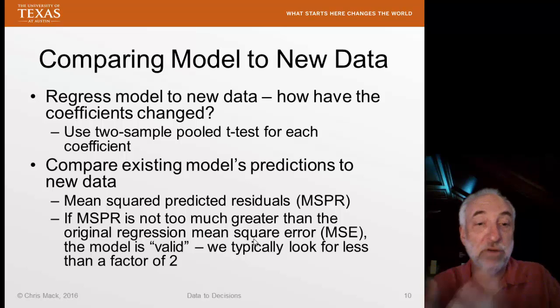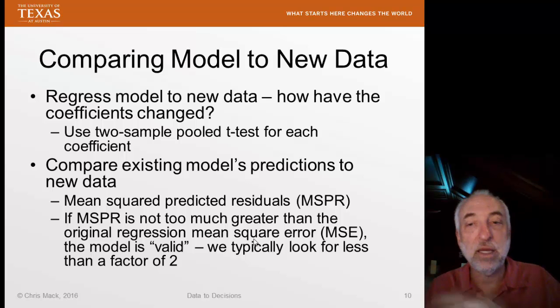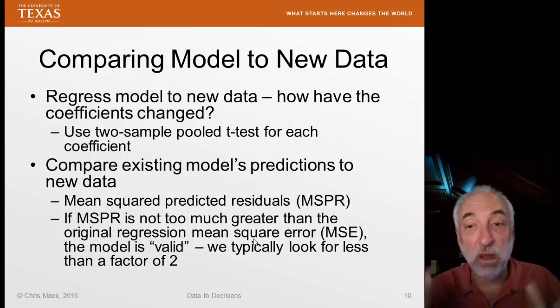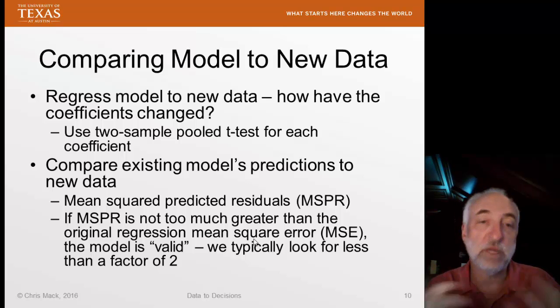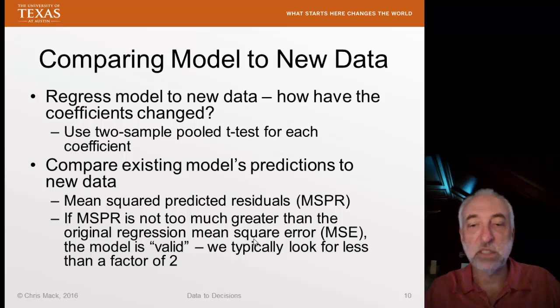And we want to know, is the model valid? If the MSPR, the mean square predicted residuals, is small enough, typically less than a factor of 2 larger than the MSE, then we say it's done a good job of predicting.